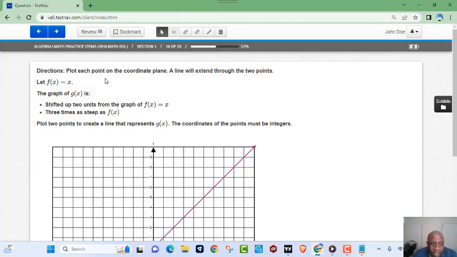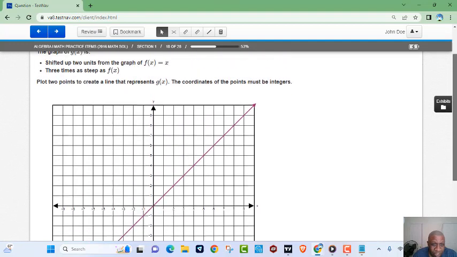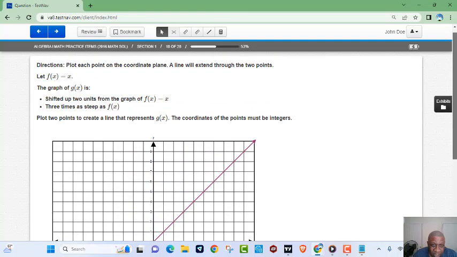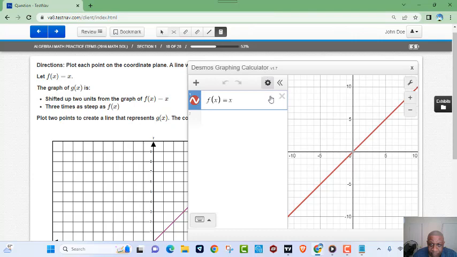Okay, directions. Plot each point on the coordinate plane. A line will extend through the 2 points. Let f of x equal x, or y equals x. And then the graph of g of x is shifted up 2 units from the graph of f of x and 3 times as steep as f of x. Plot 2 points to create a line that represents g of x. The coordinates of the points must be integers. Okay, so we want to plot 2 points here. All right. So we have our f of x equals x.